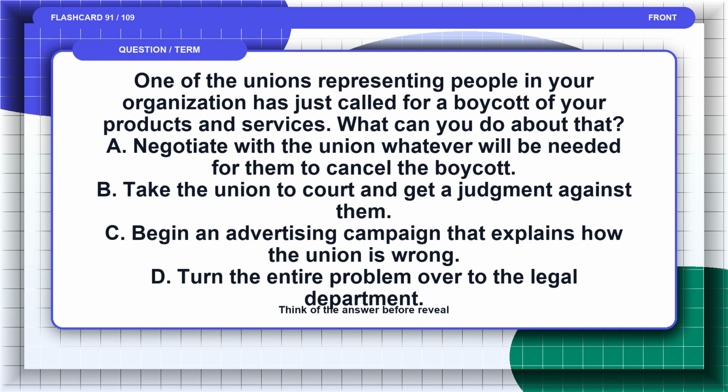Flashcard 91. One of the unions representing people in your organization has just called for a boycott of your products and services. What can you do about that? Negotiate with the union whatever will be needed for them to cancel the boycott. Take the union to court and get a judgment against them. Begin an advertising campaign that explains how the union is wrong.